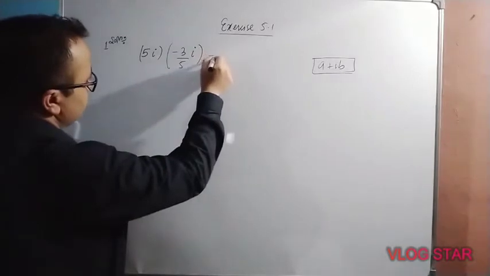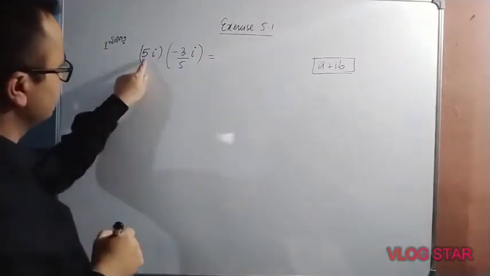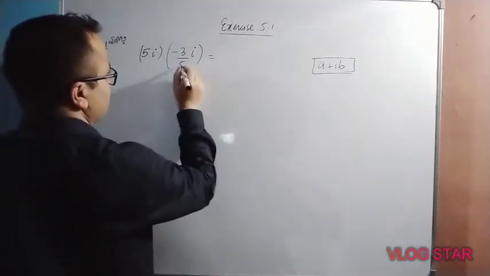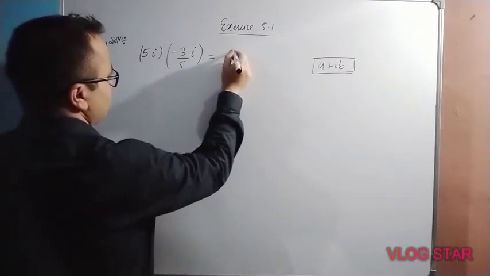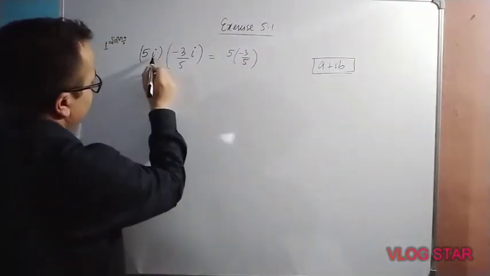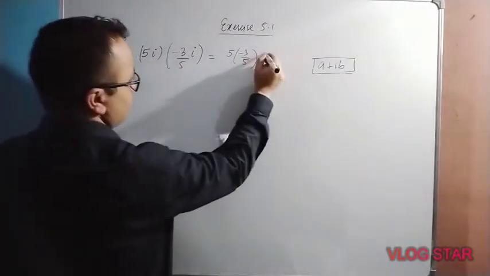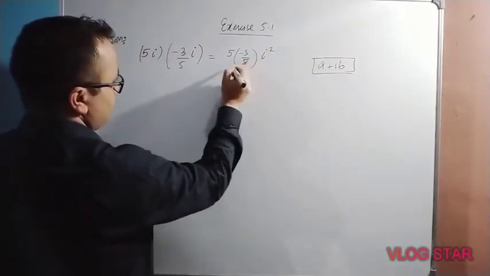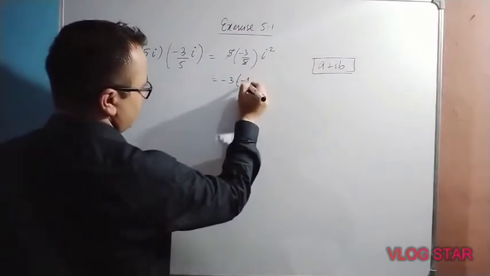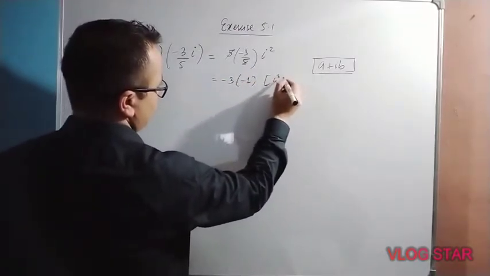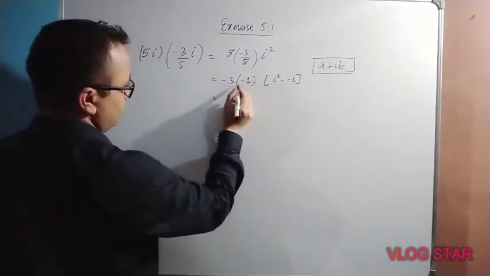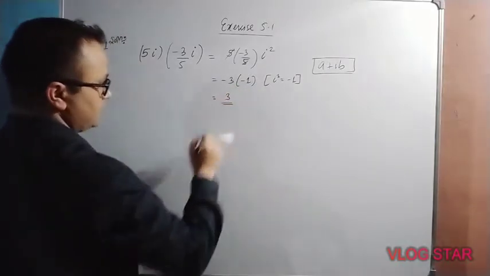In the solution, first we will multiply. We can get 5 here: 5 into minus 3 by 5. Now multiply I and I. I into I is i square. So we get 5 times minus 3. Now what is the value of i square? It is minus 1, because i square equals minus 1. So minus into minus is plus. It is 3. So the answer is 3.